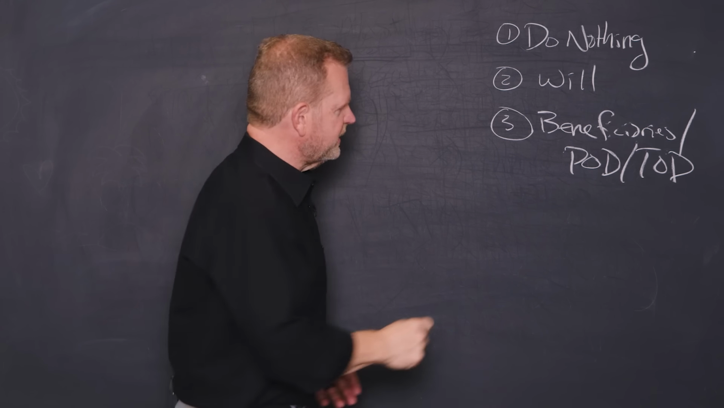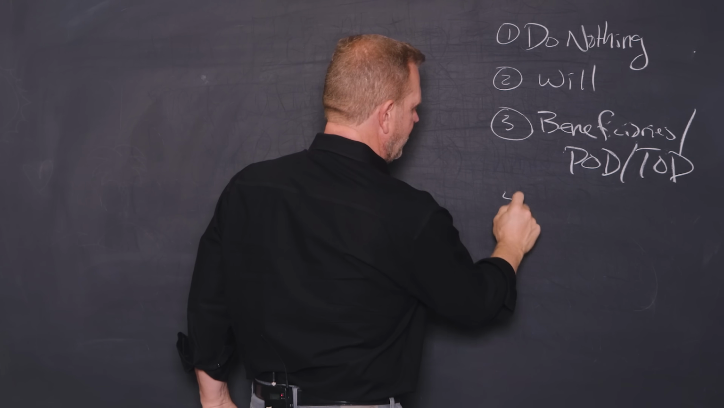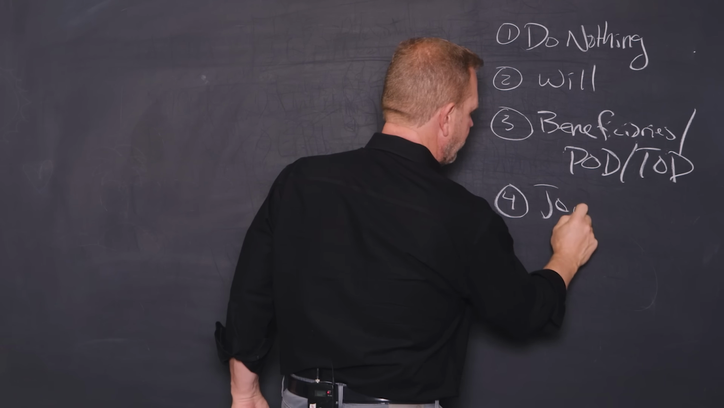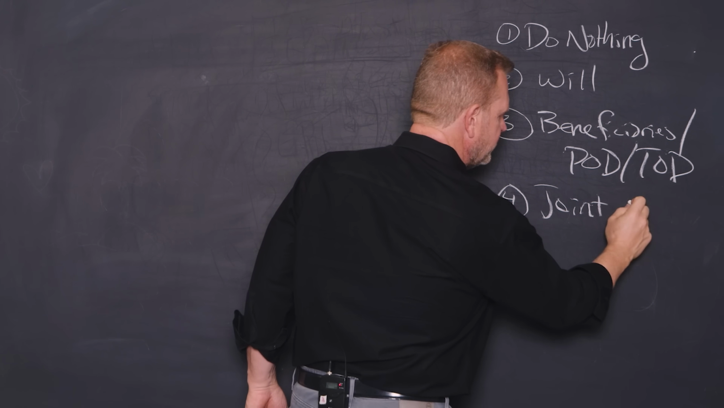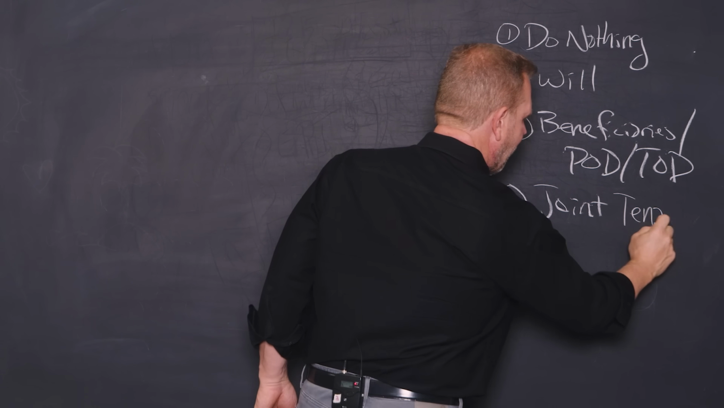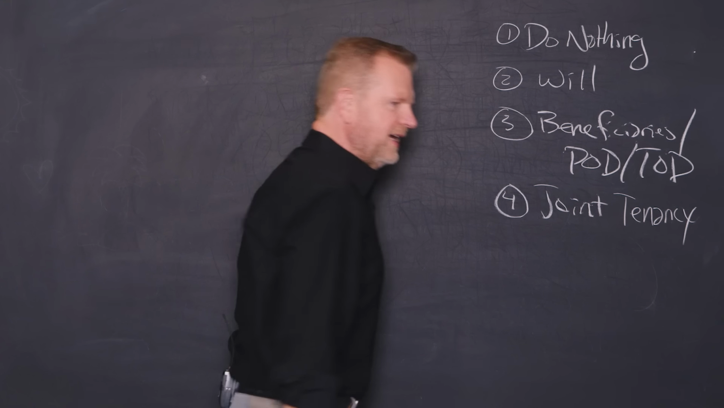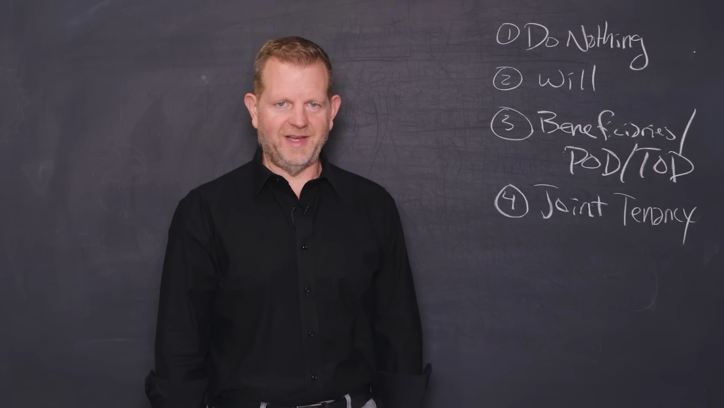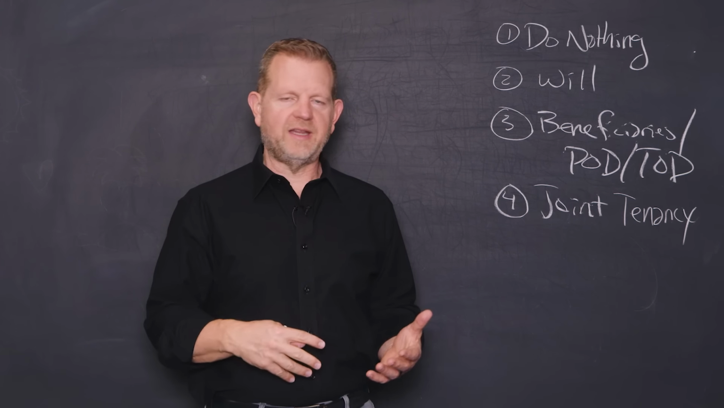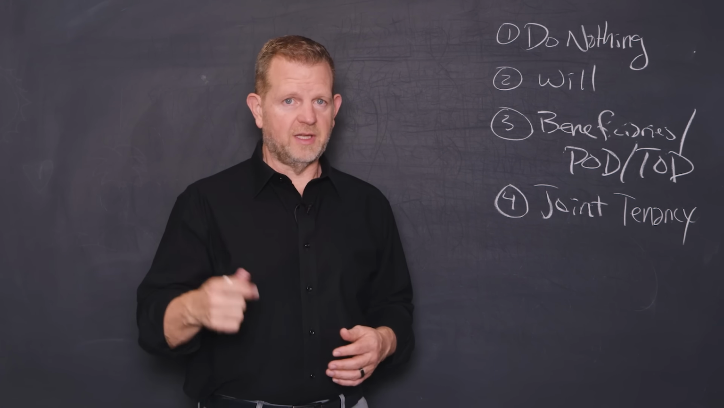Number 4, let's just call it joint tenancy, adding somebody to an account. So it could be a spouse. Putting my kid on my house, I've seen that a number of times. So we'll do joint tenancy. And then number 5 is using a living trust.